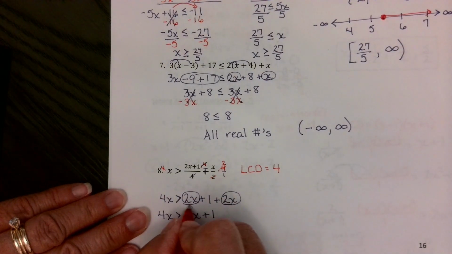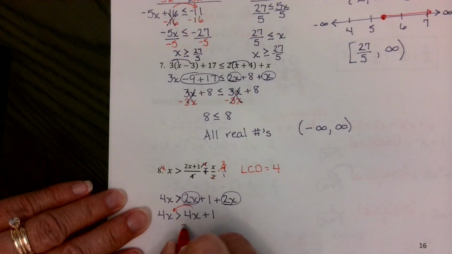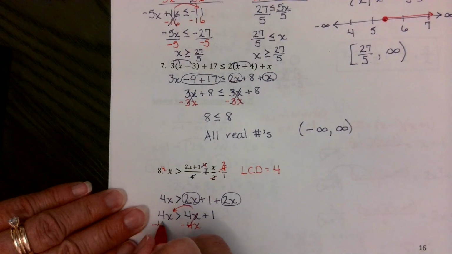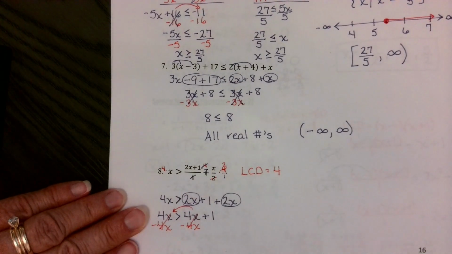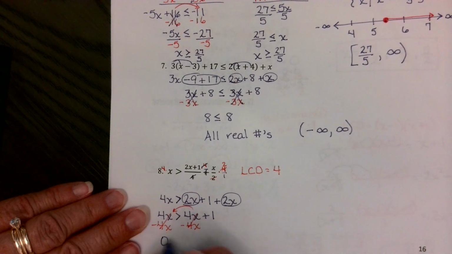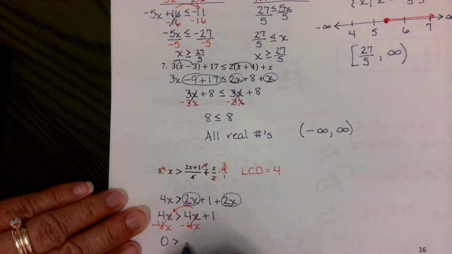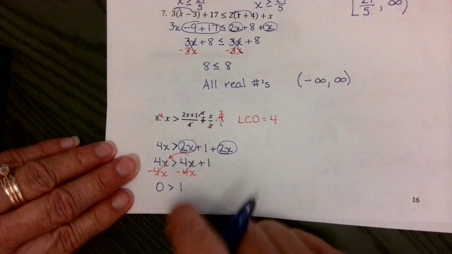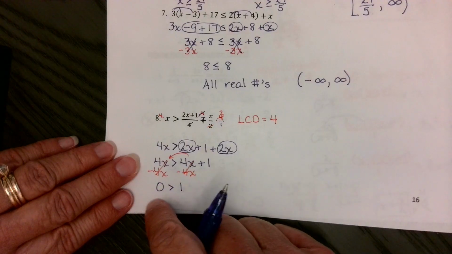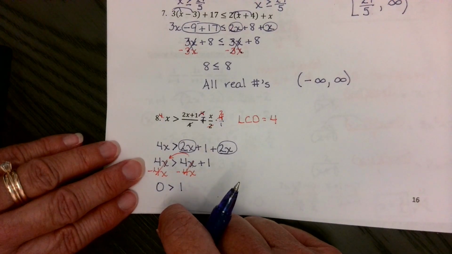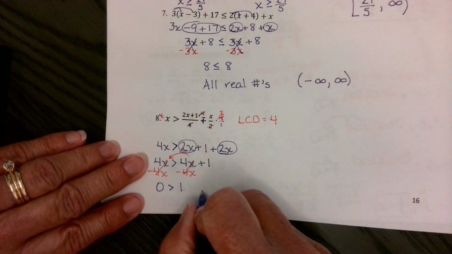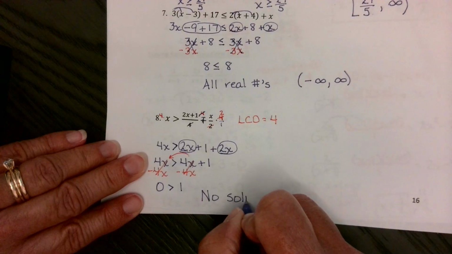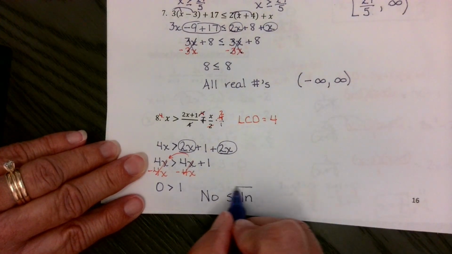I'm going to get this 4x over to the other side by subtracting it. That gives us 0. I'm going to subtract it here, and that gives us 0. So we have 0 on this side. 0 plus 1 gives us 1. Well, this is a false statement. 0 is not greater than 1. So in that case, you have no solution. That means there's nothing out there that's going to work.